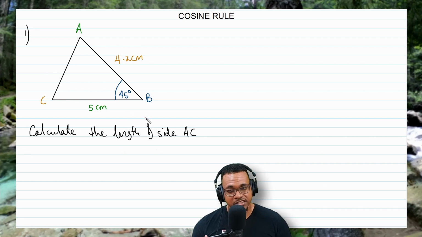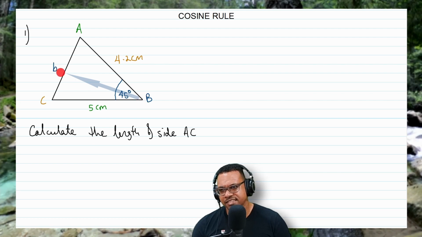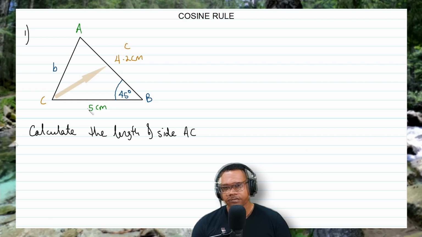So the first thing we'll do is label this triangle. If I draw a line from angle B, it will touch this side here. So that will be side b, so I'm going to put lowercase b here. If I draw a line from angle C, it will touch this side. So this side here is c. And if I draw a line from angle A, it will touch this side. So the length of this side is a. So this 5 centimeters will be a, this 4.2 centimeters is c, and what we want to do is find b. So again, we're going to find the length of the side AC, and AC is b.